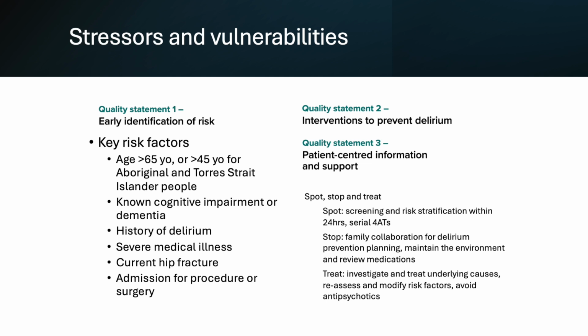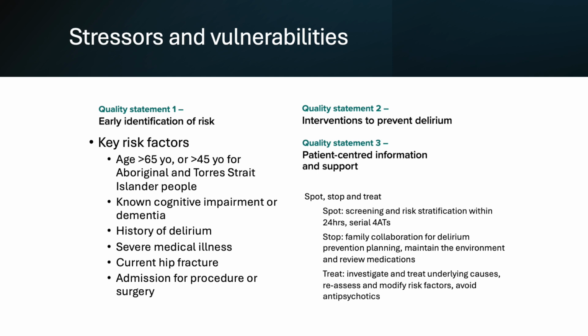Stop. Involve the family and patient for a collaborative delirium prevention plan, maintain the environment, provide familiar objects, review medications that may increase risk of delirium and discontinue where possible, and remove the IDC early. Treat. Investigate and treat the underlying pathology, reassess risk factors and modify where possible, avoid antipsychotics unless absolutely necessary, and then only with senior involvement.